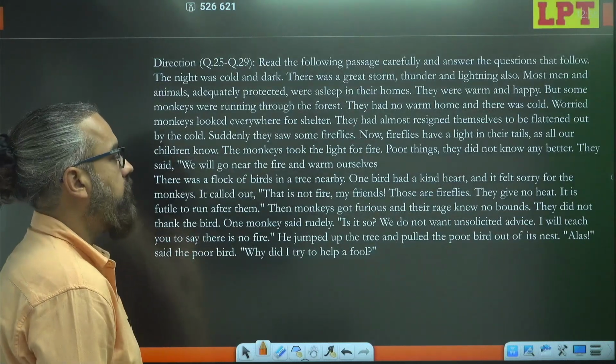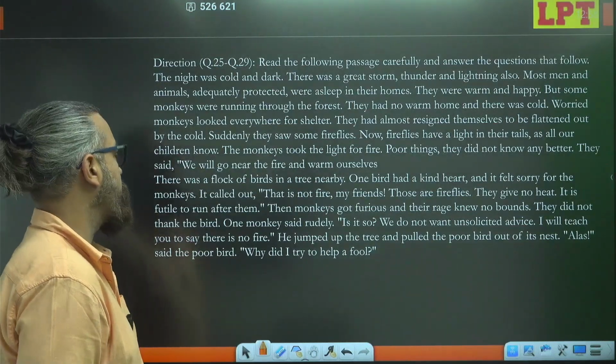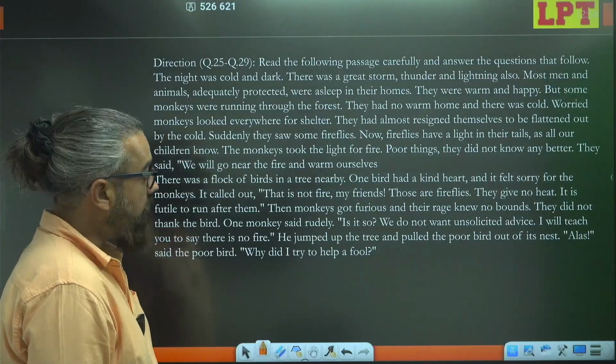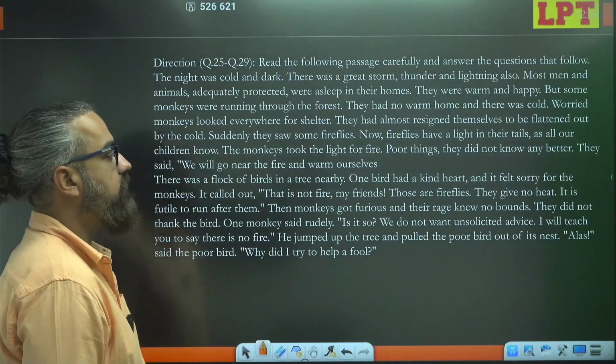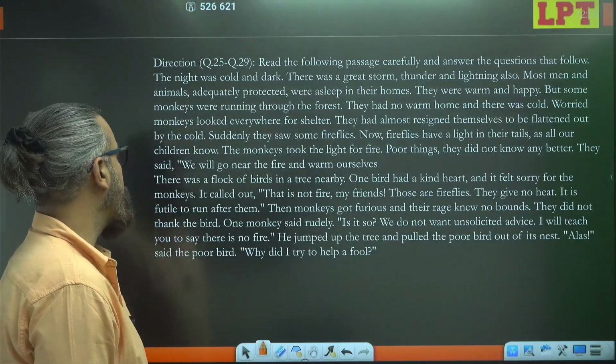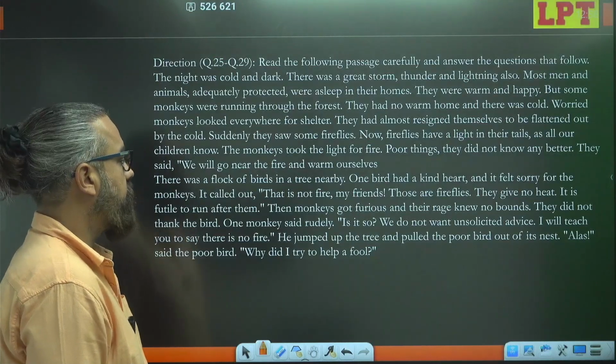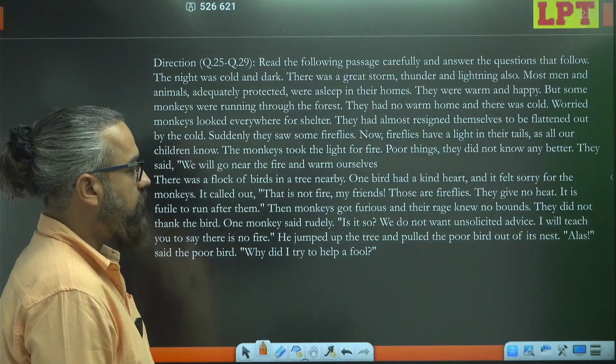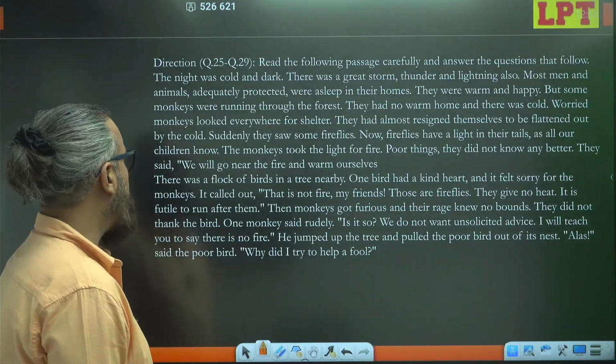One bird had a kind heart and it felt sorry for the monkeys. It called out, that is not fire, my friends. Those are fireflies. They give no heat. It is futile to run after them. Then monkeys got furious and their rage knew no bounds. They did not thank the bird.